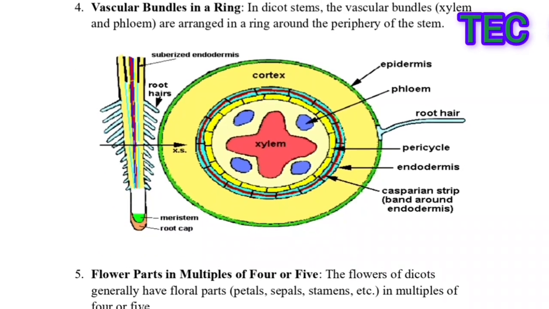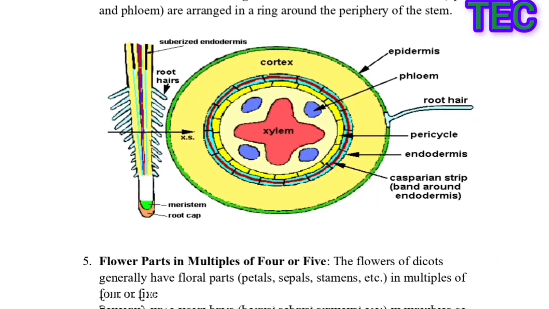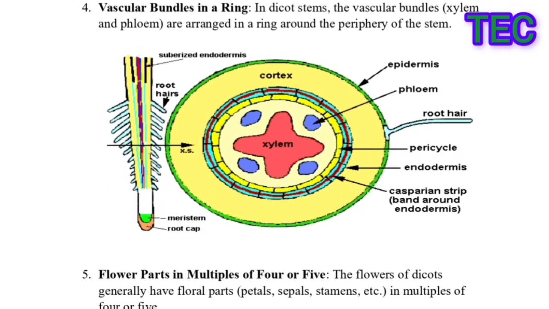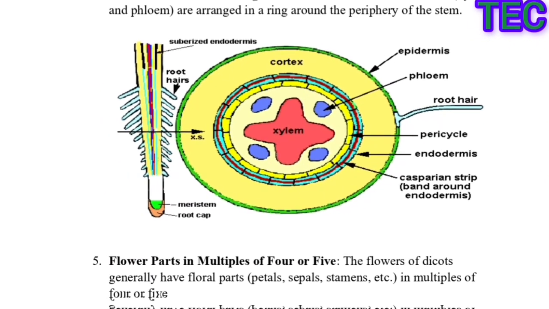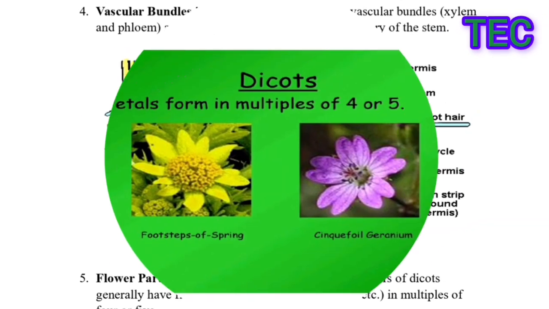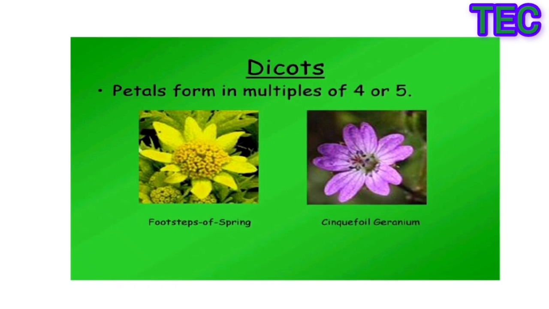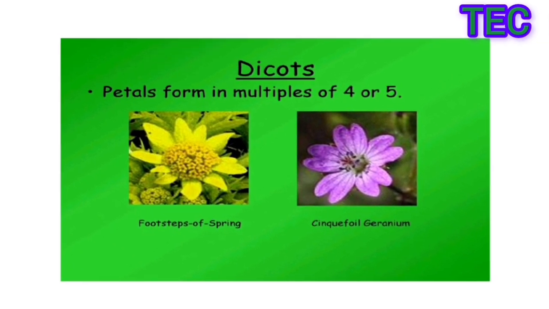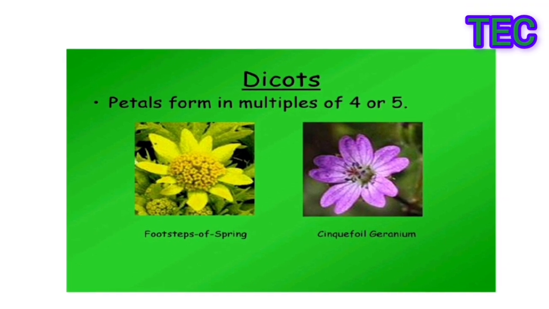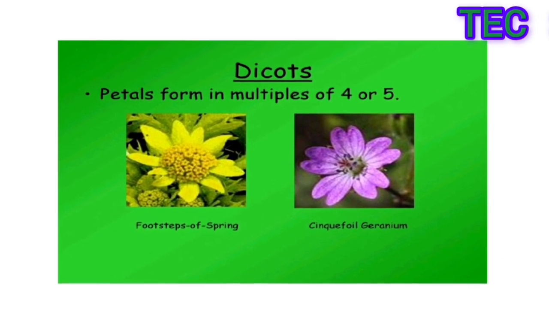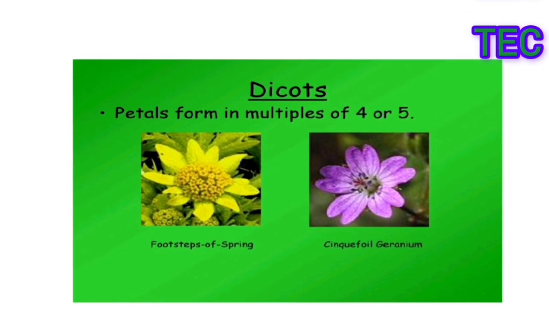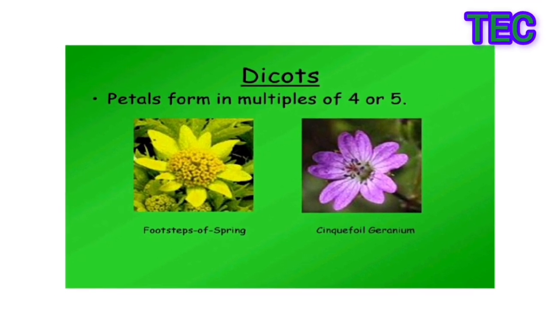Vascular bundles in a ring. If you look at that, the vascular bundles are arranged in a ring. In a dicot stem, the vascular bundles, xylem and phloem, are arranged in a ring around the periphery of the stem. Flower parts in multiples of 4 or 5. The flowers of dicots generally have floral parts, petals, sepals, stamens, etc. in multiples of 4 or 5. For example, if you look at this one, the petals form in multiples of 4 or 5, the carpel and the geranium.